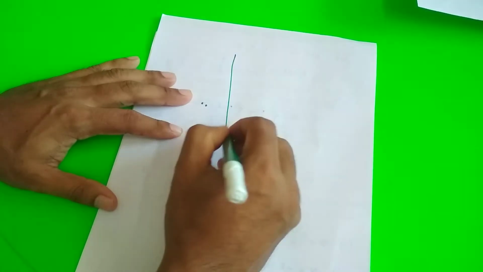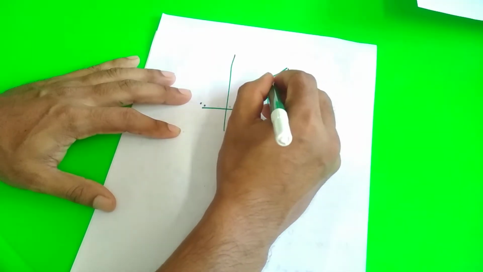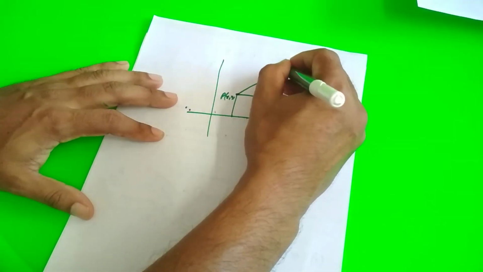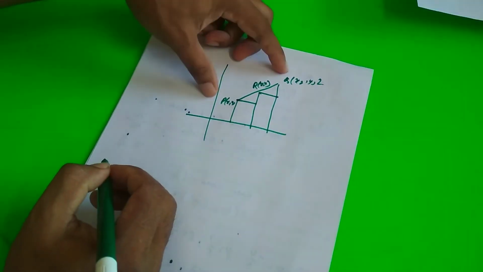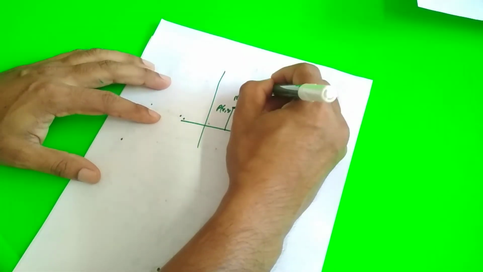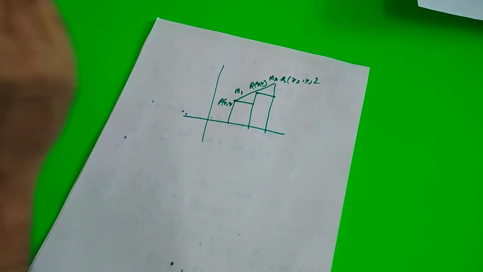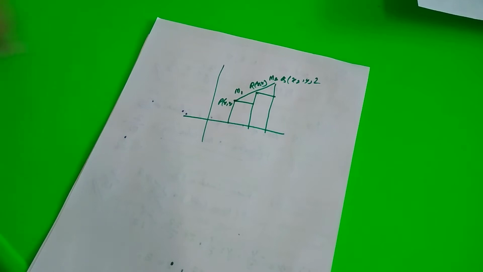I think you have seen this in class 10. If you remember this concept, take P (x1, y1), Q (x2, y2), and R (x, y). These two coordinate points are divided by the ratio m1 is to m2. This is nothing but the section formula that we had in class 10, used for finding the coordinates which divide a line in a particular ratio, m is to 1.